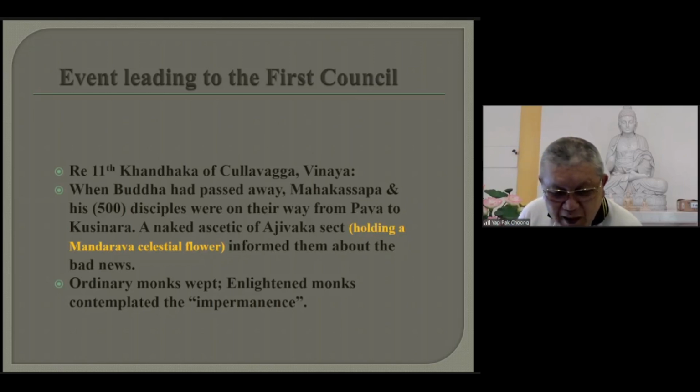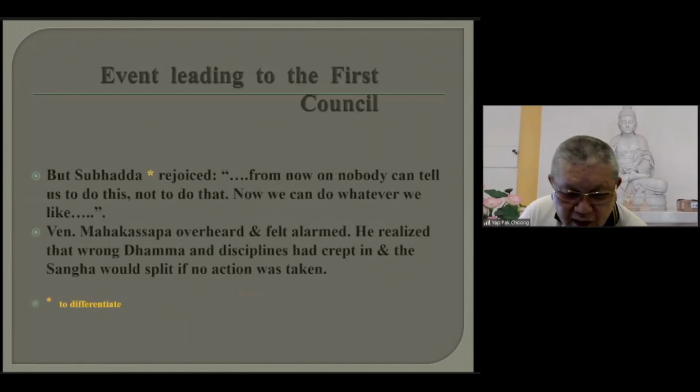But there was another exception. There was one old monk, not enlightened yet. Of course, he did not reflect on impermanence, and he did not cry and jump around. You know what he said? The monk called Subhada rejoiced. He was shouting, oh, good. From now on, our master has passed away. Good. From now on, nobody can tell us to do this, do that, not to do this, not to do that. Now we are free. We can do whatever we like. You know, he was very happy.